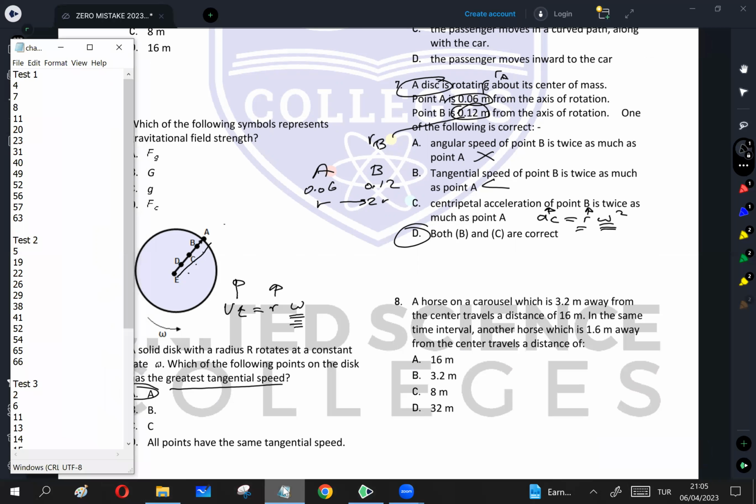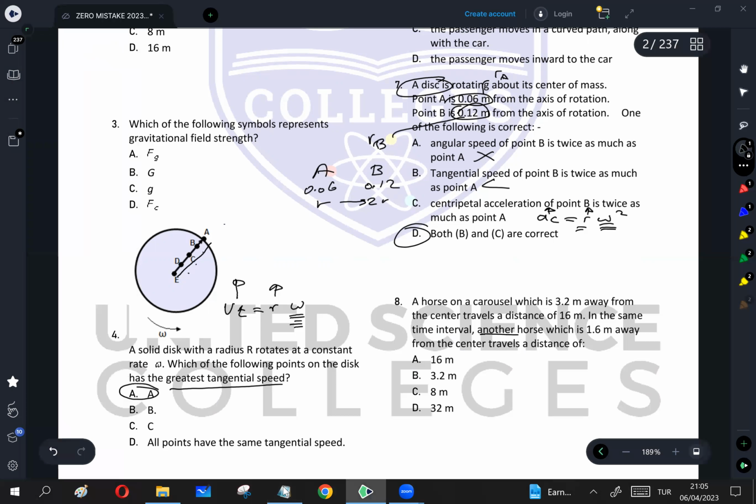The next one is question number 8, sorry. A horse on a carousel, 3.2 meters away from the center, travels a distance of 16 meters. In the same time interval, another horse, which is 1.6 meters away from the center, travels a distance of how much? The carousel is a rigid object, and these horses are on this rigid object. Because the carousel is a rigid object, the horses will have the same angular displacements, so angular displacement of horse A and angular displacement of horse B will be the same.